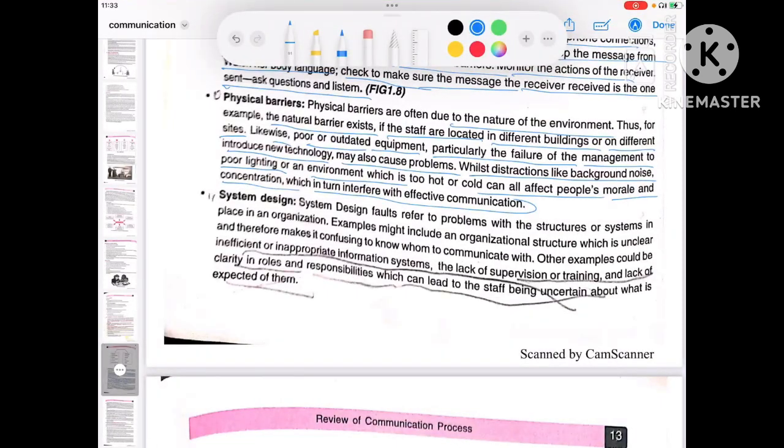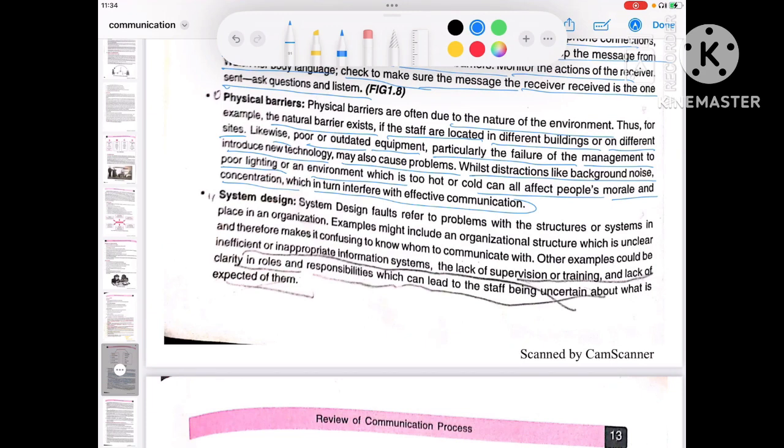So for physical barriers, the first one is nature. If they are in different buildings, how will they communicate? Definitely they will call by phone. If that is not possible, they can't call, and the technology is very weak, this causes problems, as do distractions and background noises. So these are the physical barriers.